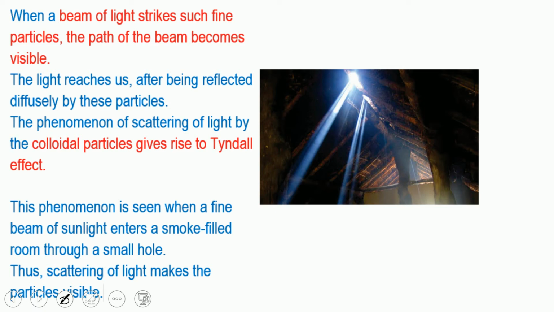Understand? You can see this here in this picture. Look, when the light enters, you can see this. Now this is the scattering of light, that is the Tyndall effect. When the beam of light strikes such fine particles, which fine particles? Those of the air: air molecules, that is gas, and the dust, water molecules, etc. The path of the beam becomes visible. This path of the beam is visible here, and here also.